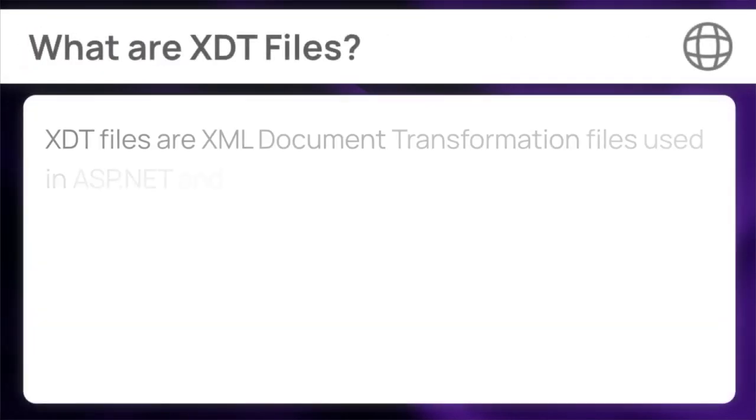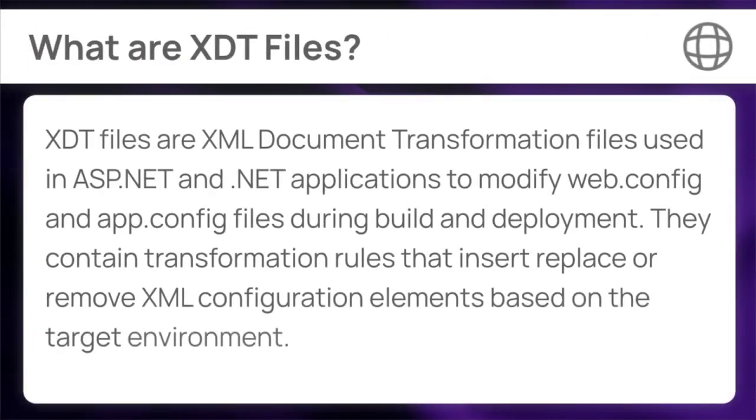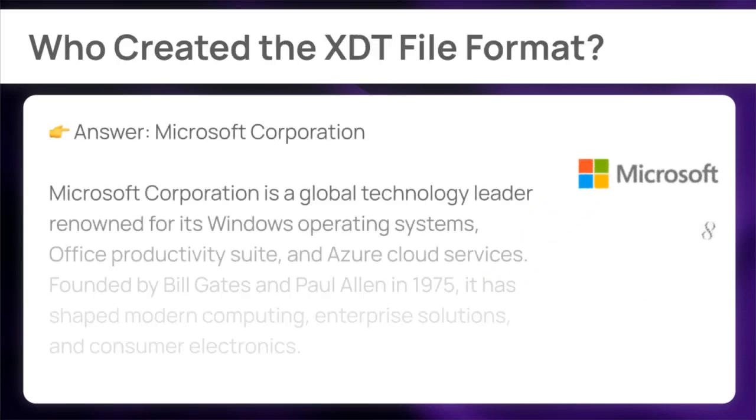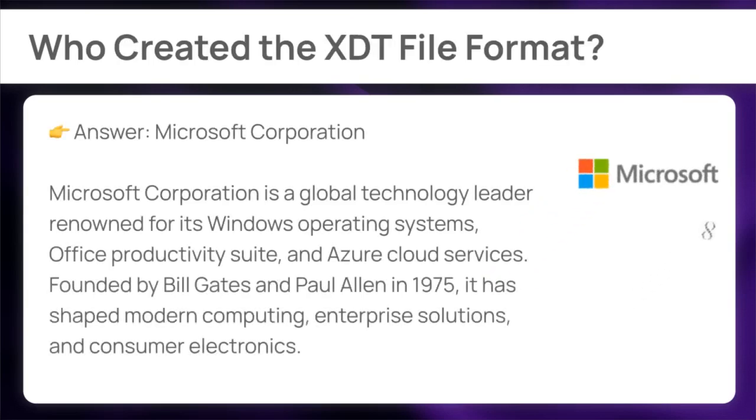XDT files are XML Document Transformation files used in ASP.NET and .NET applications to modify web.config and app.config files during build and deployment. They contain transformation rules that insert, replace, or remove XML configuration elements based on the target environment.